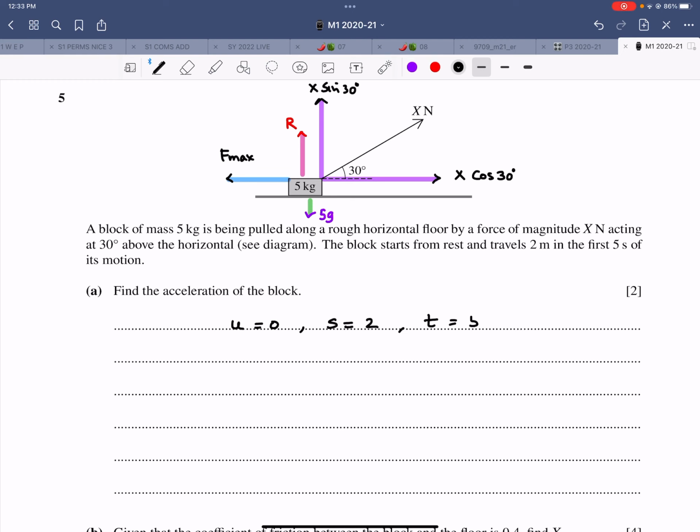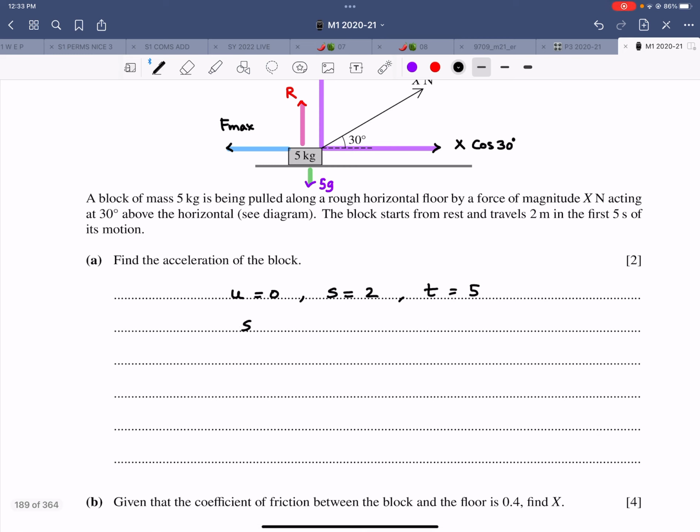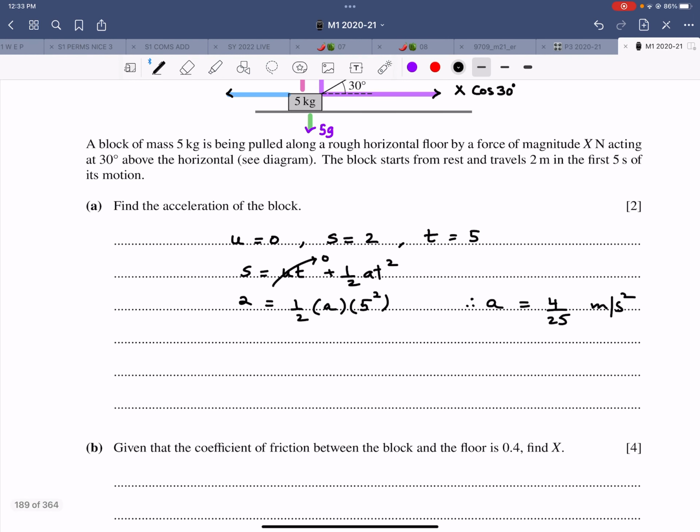Time is 5 seconds. Find the acceleration. So s is equal to ut plus half at square. ut is gone. So this is 2, this is half, a is a, and t square is 5 square. So therefore 2 2s are 4. Acceleration comes out to be 4 over 25 meter per second square. Since this fraction will give me an exact value, I can also go ahead and divide it. 4 divided by 25 is 0.16. So this is 0.16 meter per second square.